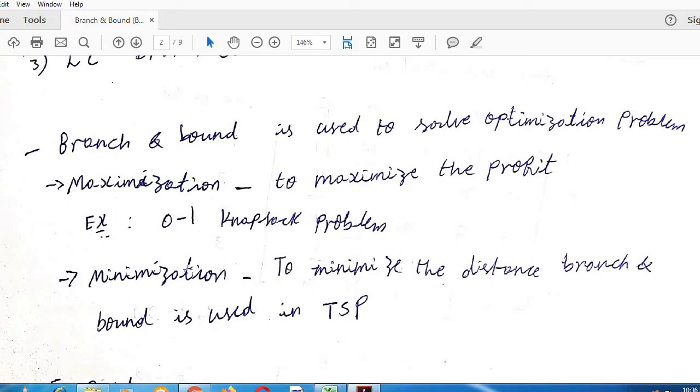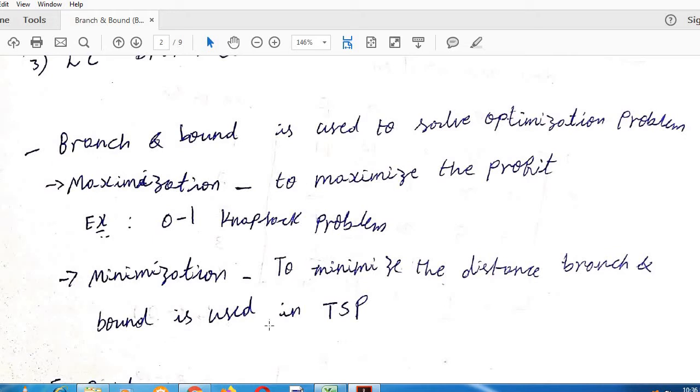Branch and bound algorithm, as I told, can be used to solve maximization problems and minimization problems. For a minimization problem, you can take the example of the traveling salesman problem. In the traveling salesman problem, if you remember, you will try to traverse the path which is associated with least cost.